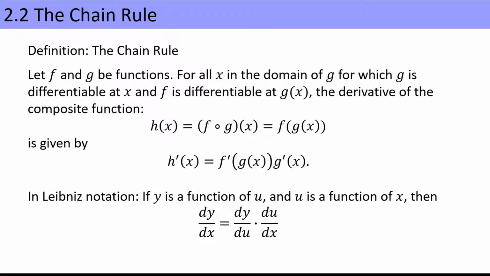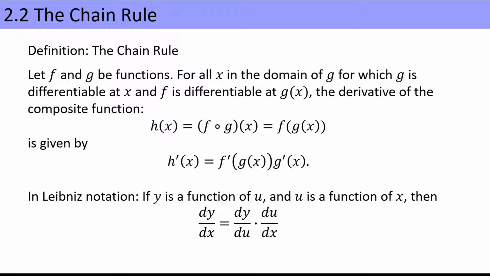The definition of the chain rule. Let f and g be functions for all x in the domain of g for which g is differentiable at x and f is differentiable at g of x. The derivative of the composite function h of x equals f o g of x, or f of g of x, is given by h prime of x equals f prime of g of x times g prime of x.